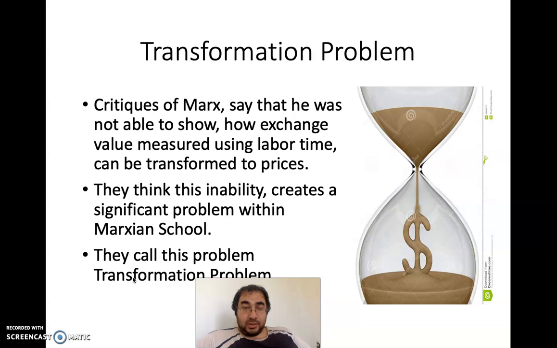I am personally in the camp of those who think that there is no problem. The price theory is not exact, of course. That it doesn't show.